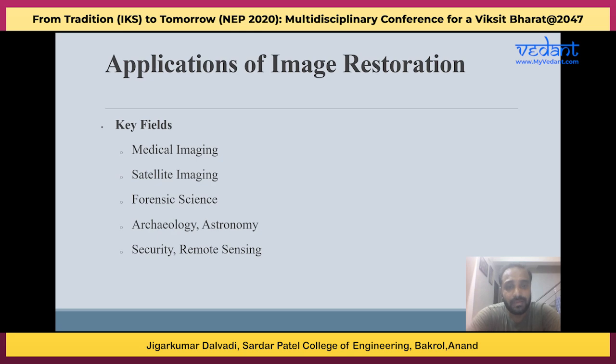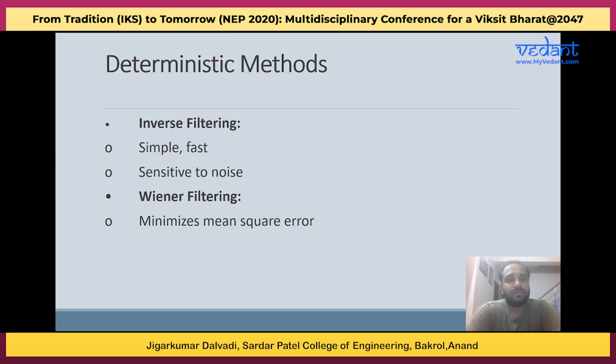Now image restoration has its own applications, like in medical imaging, satellite imaging, forensic science, archaeology, astronomy, security, and in remote sensing. There are two types of methods for image restoration techniques: deterministic methods and statistic methods. In a deterministic method there are inverse filtering and Wiener filtering.